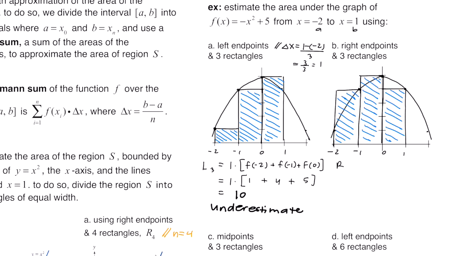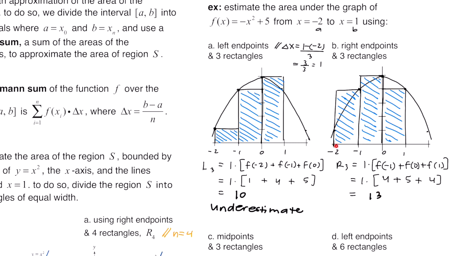Okay, so this is going to be R sub 3. Our width is 1, so we factor that to the front because they all have equal width. And this time, because we're using right endpoints, we're going f of -1, f of 0, and f of 1. So f of -1 is 4, f of 0 is 5, and f of 1 is 4. And we end up getting 13.